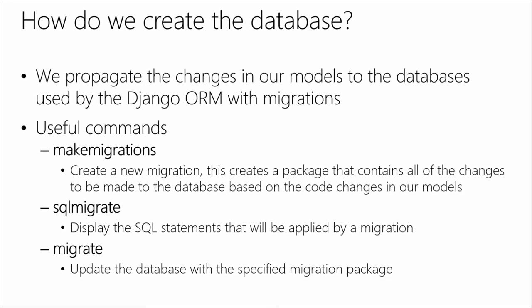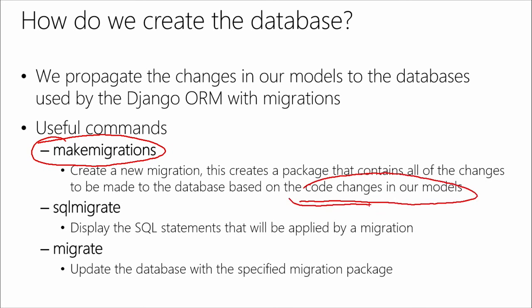There are basically two big steps you have to do. The first is the command makemigrations. What that command does is create a brand new package based on the code we have in our models. It reads those classes, reads those properties I defined, and based on that, creates a package that contains all the changes to send to the database.